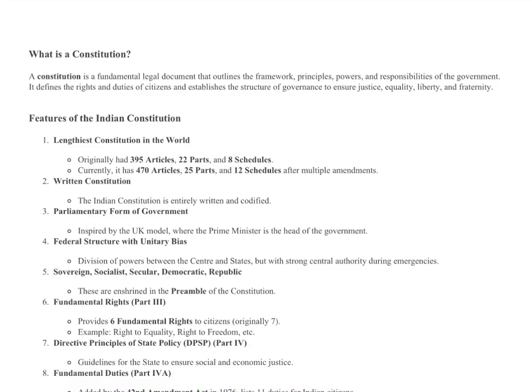Okay, so the first question that arises is, what is a constitution? They can ask me in a one sentence question, right? So a constitution is a fundamental legal document that outlines the framework, principles, powers, and responsibilities of the government. It defines the rights and duties of citizens and establishes the structure of governance to ensure justice, equality, liberty, and fraternity.